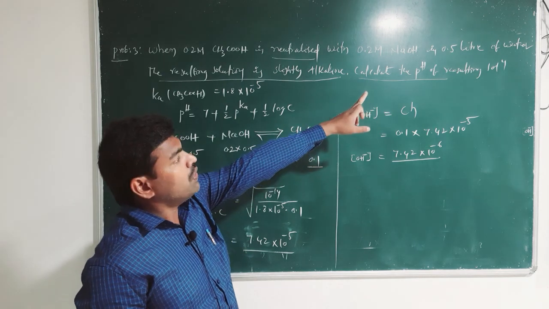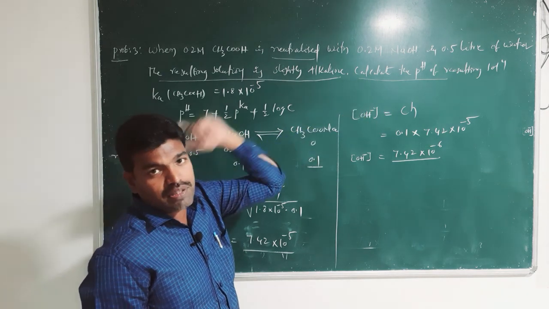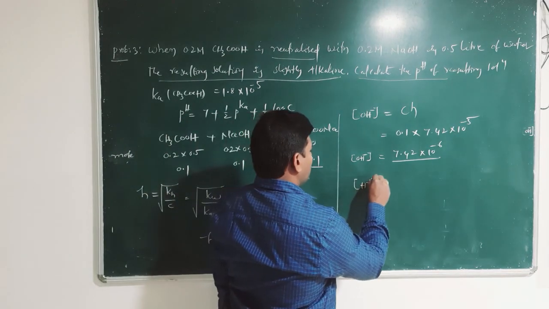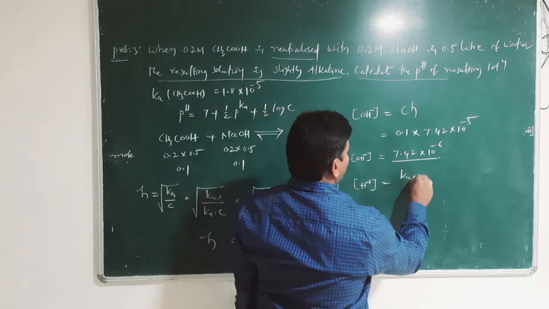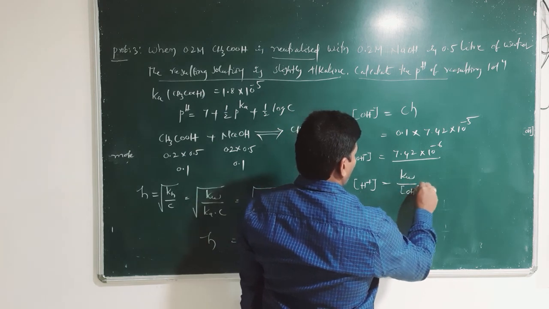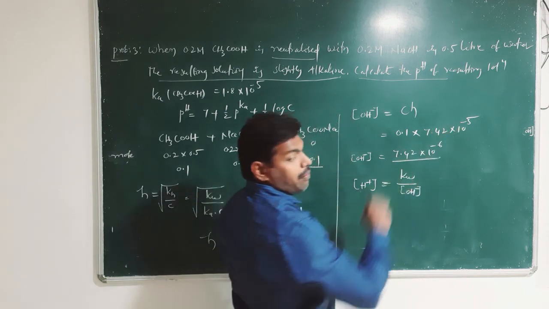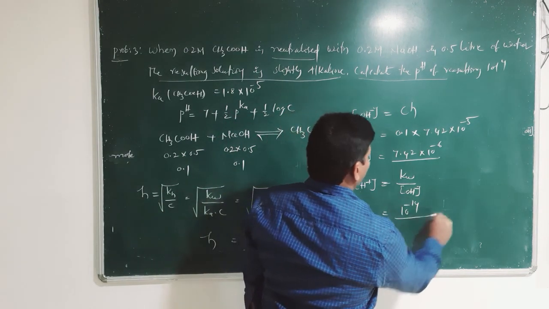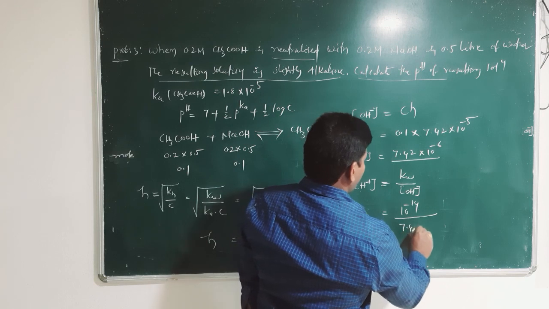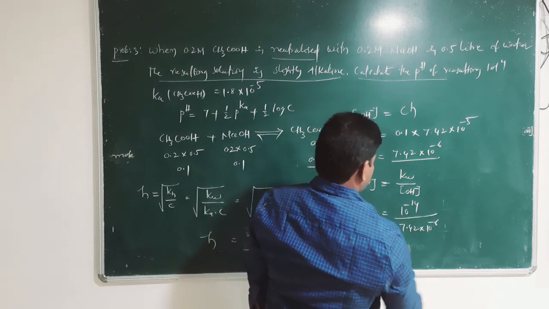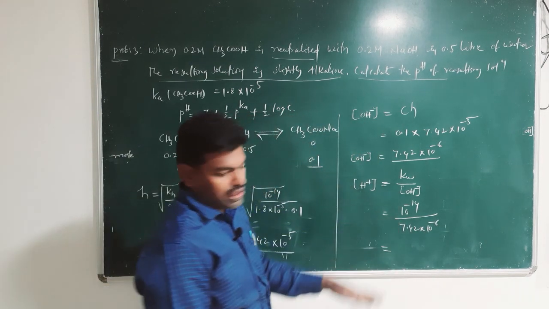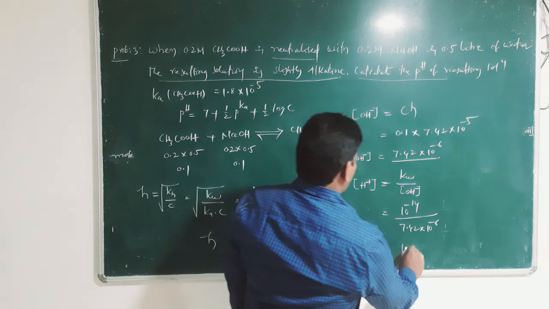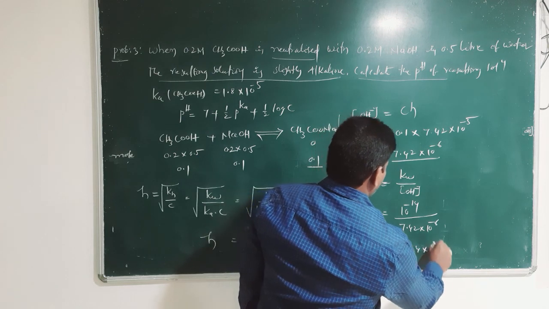So we need the concentration of H plus ions to calculate the pH. Concentration of H plus ions is equal to Kw by concentration of OH minus ions, from the ionic product of water. So this is 10 power minus 14 and this is 7.14 into 10 power minus 6. This fraction comes out to be 1.34 into 10 power minus 9.